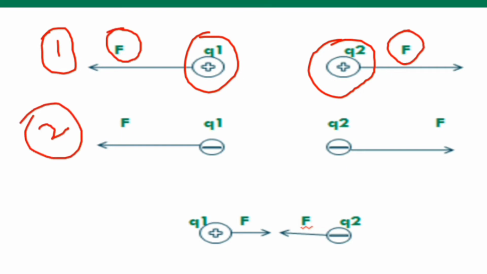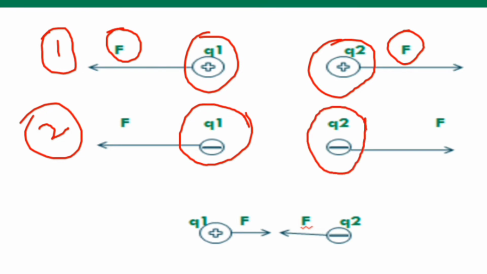In diagram number 2, there are also two negative charges, Q1 and Q2, and as you are seeing in this diagram, these two negative charges also repel each other. Let's see diagram number 3. In diagram number 3, there is a positive charge and a negative charge, Q1 and Q2, which attract each other with a force F.